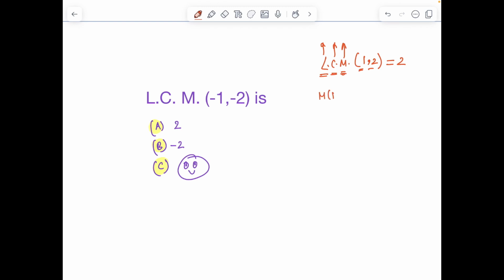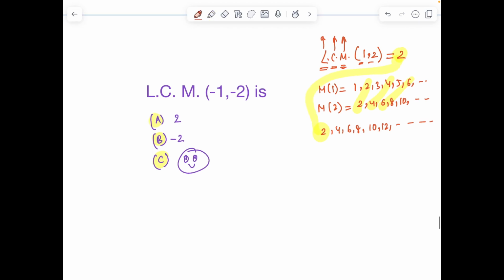So let's take multiples of 1, which are 1, 2, 3, 4, 5, 6, and so on. Multiples of 2: multiple means you need to multiply with a positive integer. So 2, 4, 6, 8, 10, and so on. Now we'll take the common ones between them: 2, 4, 6, 8, 10, 12, and so on, all multiples of 2. Out of this, scan the lowest guy. So the lowest is 2, hence the answer turns out to be 2.